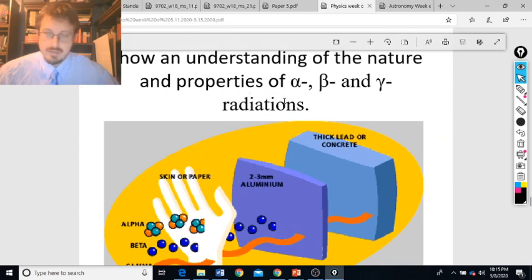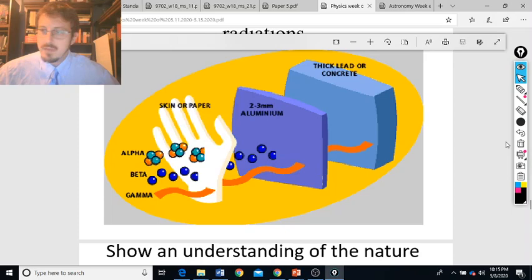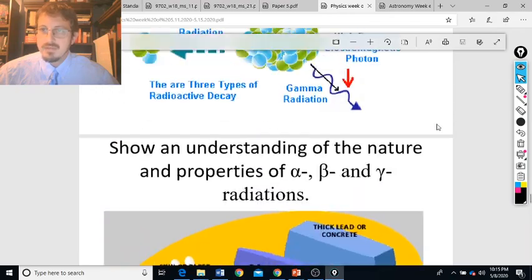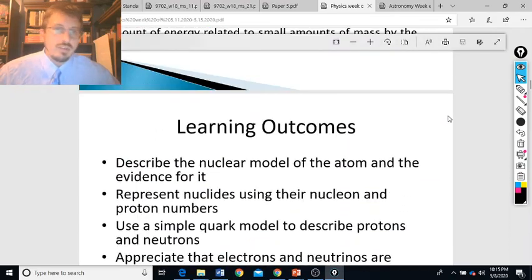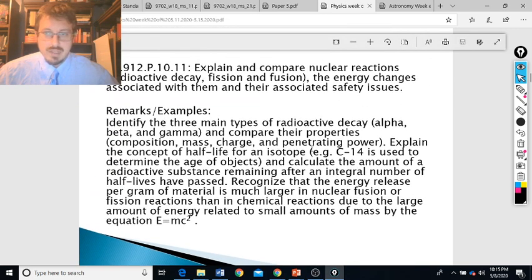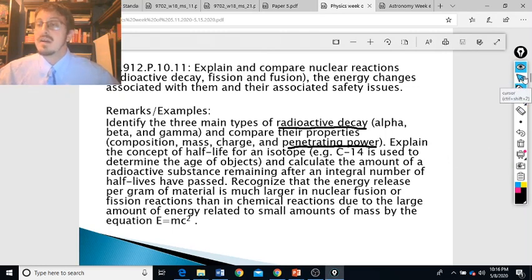Show an understanding of, so same learning outcome. If we go all the way back up to the Florida standard, that's also related to the ACE learning outcomes, but here where they say compare their properties, the three types of radioactive decay. So now we're looking at this piece of the standard, where they clearly overlap: alpha, beta, and gamma decay, and it says their composition, their mass, their charge, we kind of talked about each of those, and the penetrating power, right? What do they mean by that? And so that's where we're at right now.